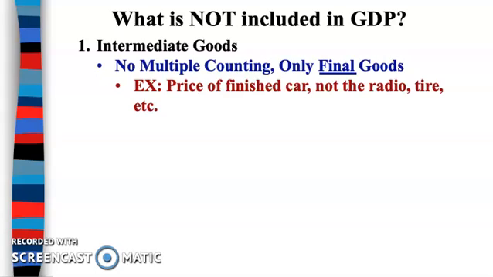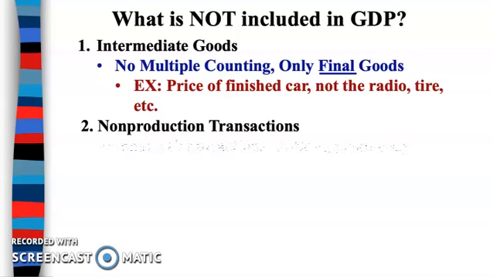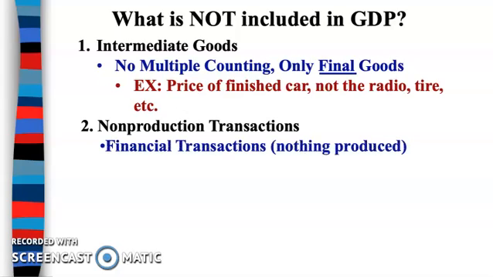Other things that are not included are non-production transactions. And there's two different types. The first type is financial transactions, and nothing's produced here. You're just trading money for essentially pieces of paper. So stocks, bonds, real estate, for instance, all of these are financial transactions, and nothing new is created, just ownership is transferred. And so they therefore don't count towards GDP because you're not making anything new.